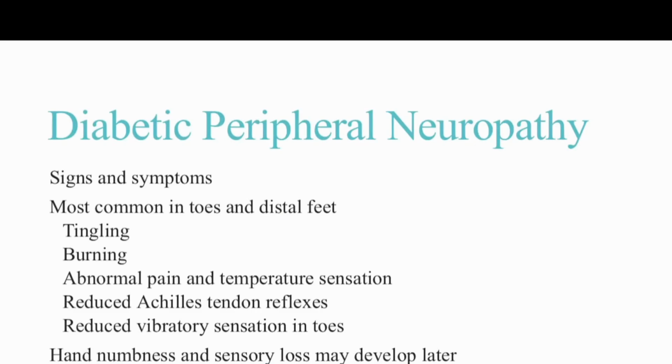Most common in toes and distal feet, it's like a tingling or a burning. Temperature sensations are off. Reduced Achilles tendon reflex, reduced vibratory sense in toes. Hand numbness will develop later, so it's called a stocking glove distribution. Hands and feet is where it starts.